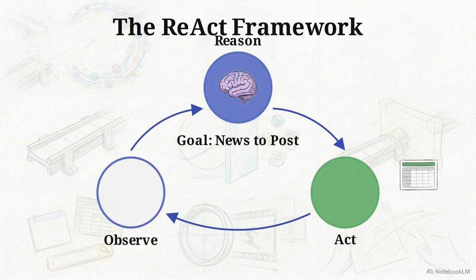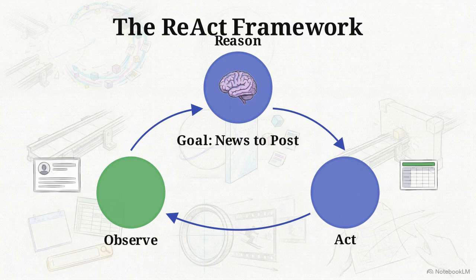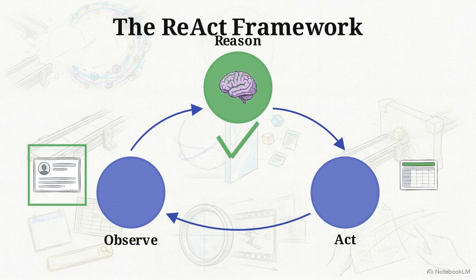Then it moves to the act phase. It evaluates the tools available, selects a spreadsheet to organize those links, and triggers a search tool to summarize the content, all without you telling it which software to use. Once it drafts the post, it evaluates its own work. It reads the output, realizes the tone isn't quite right for LinkedIn, and loops back to rewrite it. It iterates autonomously until the post meets best practices.